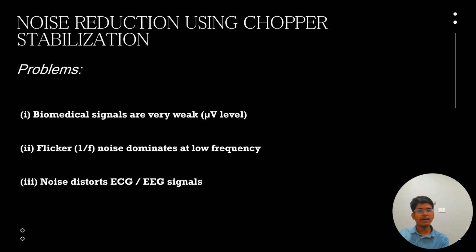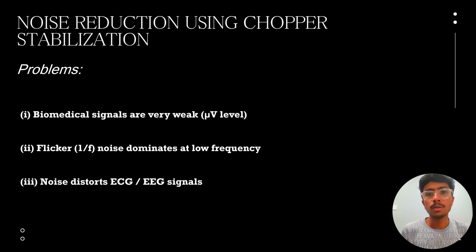Even after amplification and filtering, one major challenge in biomedical circuits is noise, especially at low frequencies. It is called flicker noise. The flicker noise is also called 1/f noise. This noise dominates at low frequencies, which is exactly where many biological signals exist. As a result, this low frequency noise can distort ECG and EEG signals, reducing accuracy and making proper diagnosis difficult.